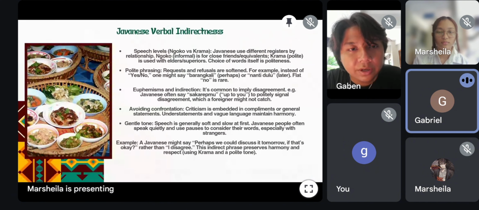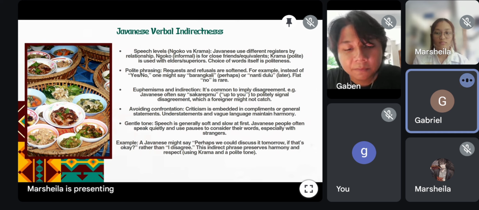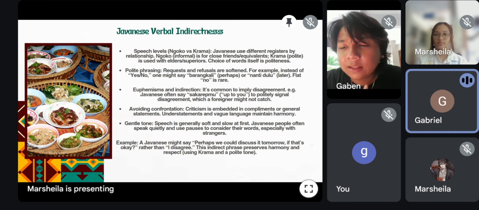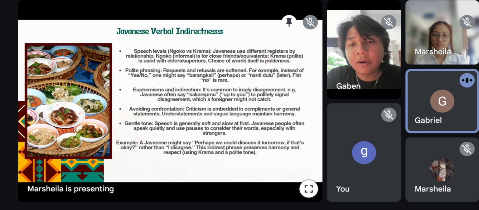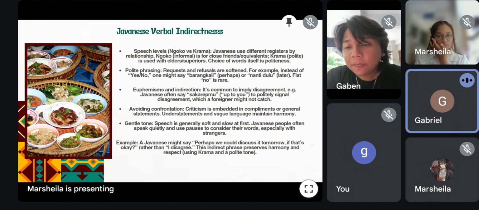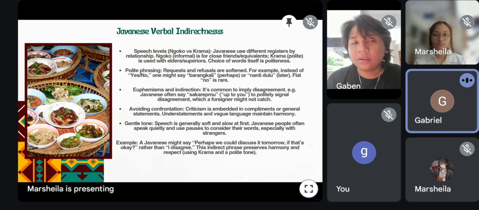Now we're gonna talk about Javanese verbal indirectness, starting with speech levels: there's ngoko and there's krama. Javanese use different registers by relationship. Ngoko is informal, used when you talk to your friends, to people that you know closely, and people of the same age. Meanwhile, krama is used for people who are older or your superiors, and for your parents. And there's also polite phrasing, where requests and refusals are softened. Instead of saying yes or no, one might say perhaps, which is barangkali, or later, which is nanti dulu. So they don't really show direct ways to say no or yes, but say, oh, maybe later, maybe soon, maybe like that.